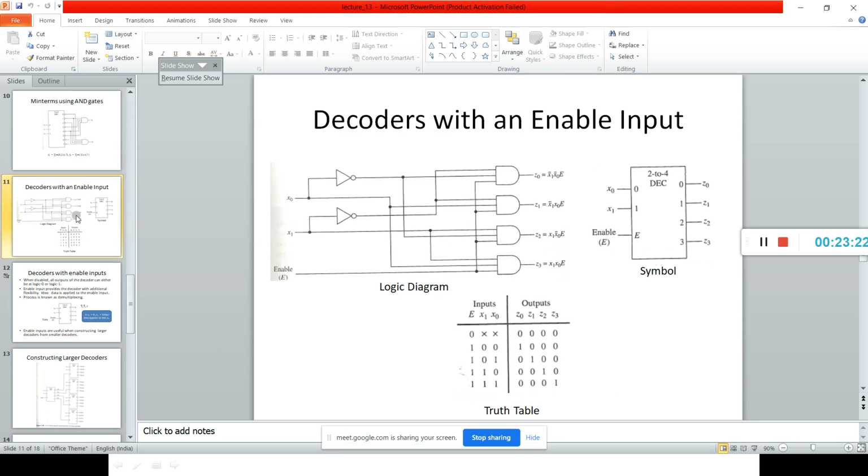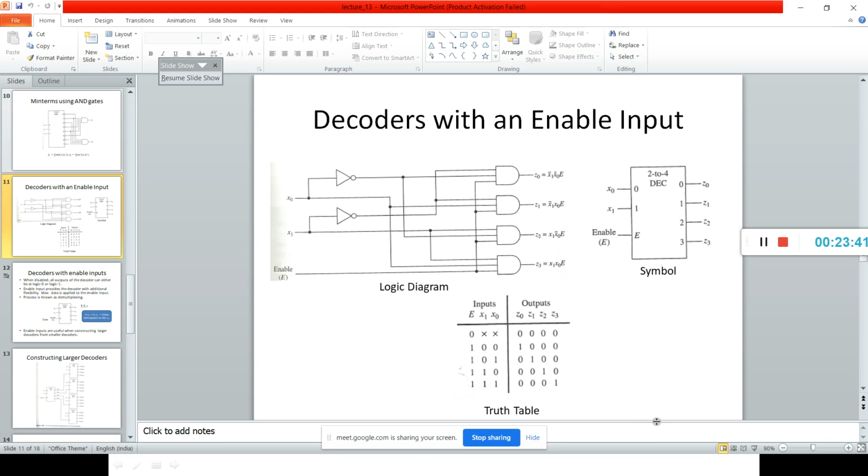Okay. So next we have decoders with an enable input. So we have an additional input E. If E is 0, this will not be active. If E is 1, then only the decoder is active. Fine.